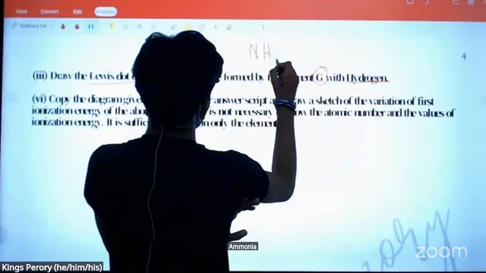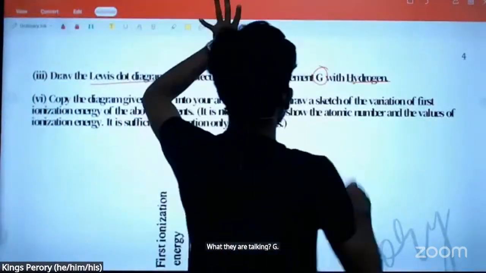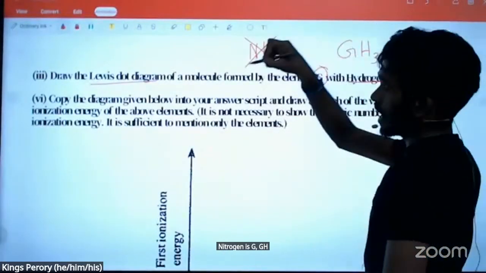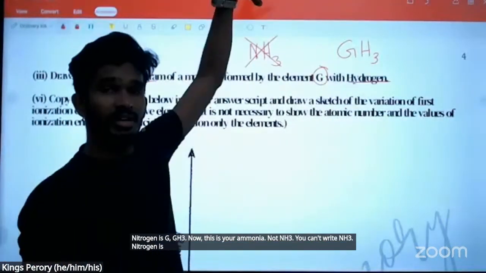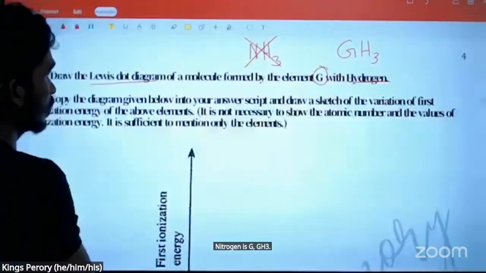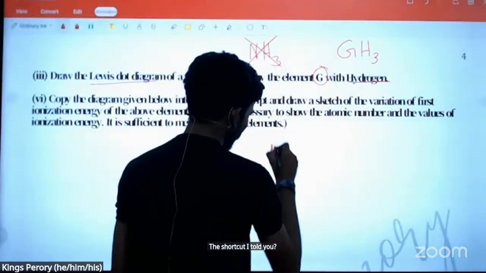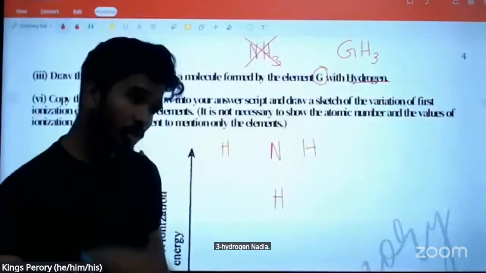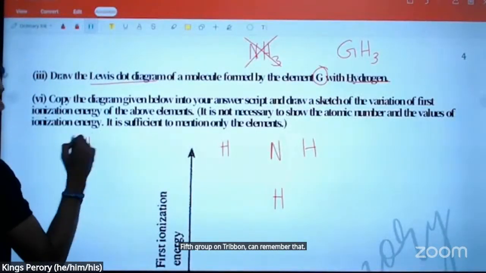Ammonia, NH3. But you can't write NH3, because nitrogen is not given in that context. Nitrogen is G. So GH3. Now, this is your ammonia, not NH3. Can you all remember the Lewis structure? The shortcut I told you. What's the basic Lewis structure? Nitrogen is there, 3 hydrogens are there. Nitrogen is fifth group. Fifth group forms 3 bonds.